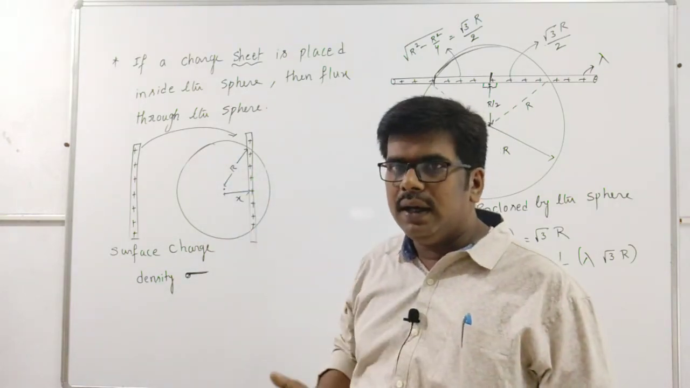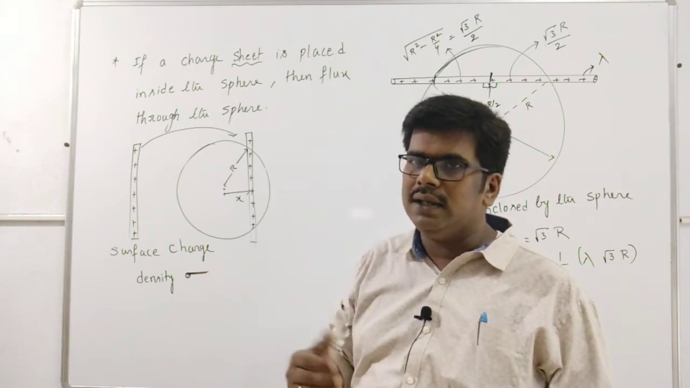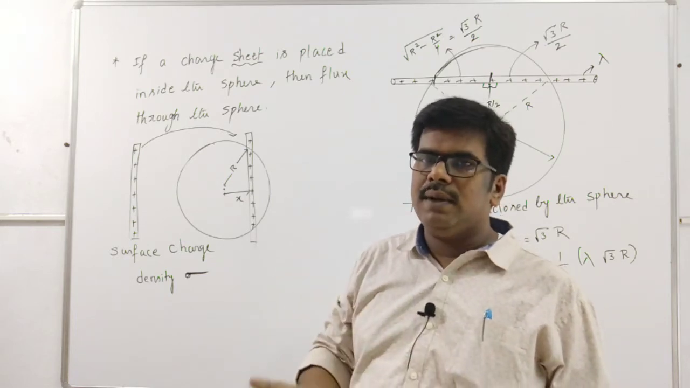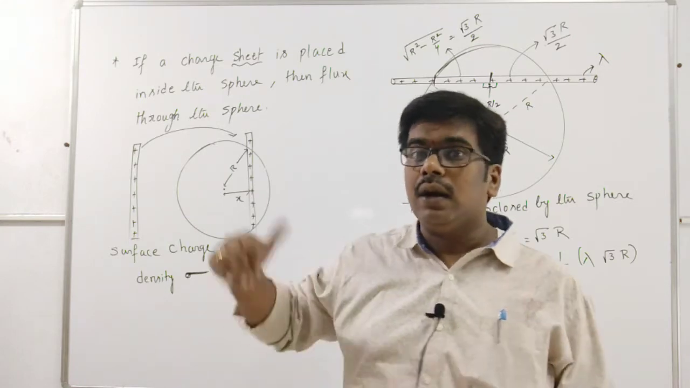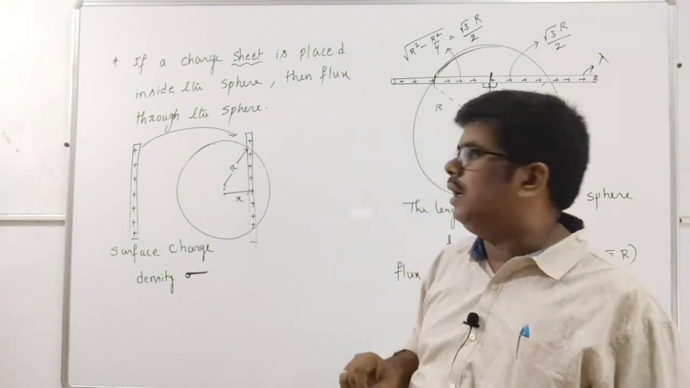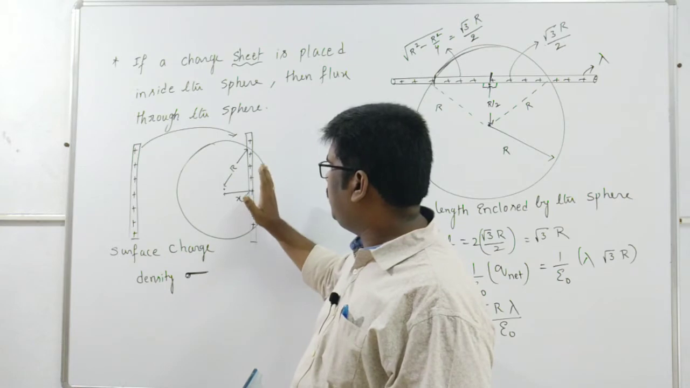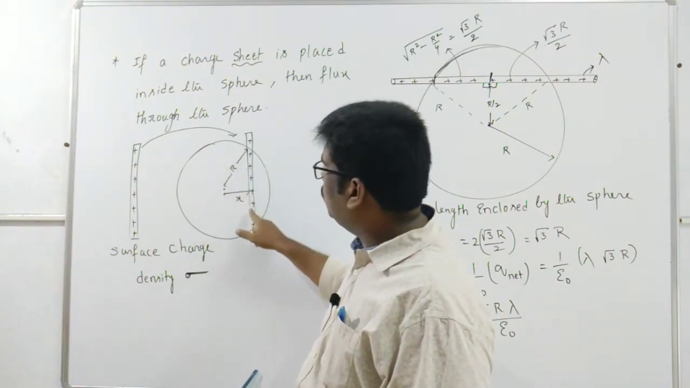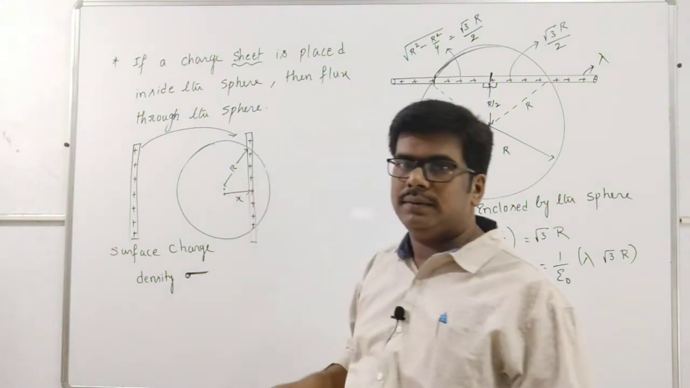How can we find the net charge? If it is a linearly charged conductor, net charge is length times linear charge density. Similarly, if it is surface charge density, it means the surface charge density times the area of the sheet enclosed by this sphere. So that is what we need to understand. So here the difference is, to find the net charge, we need to multiply surface charge density by the area of the plate enclosed by this sphere.